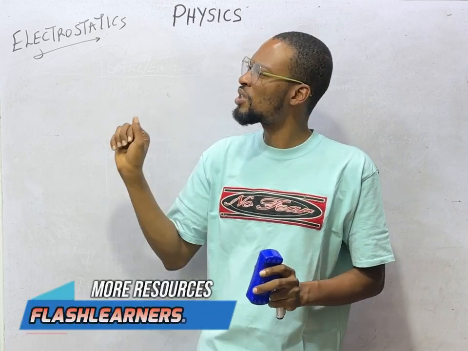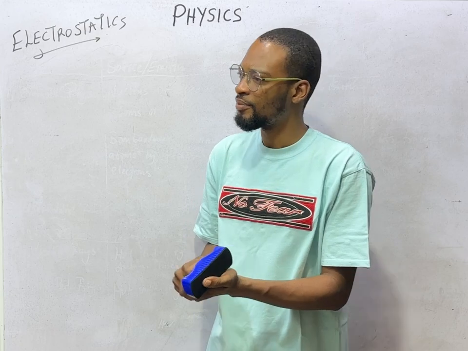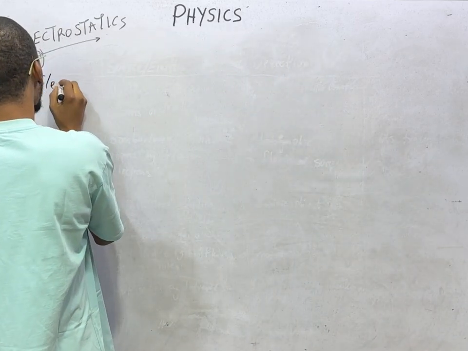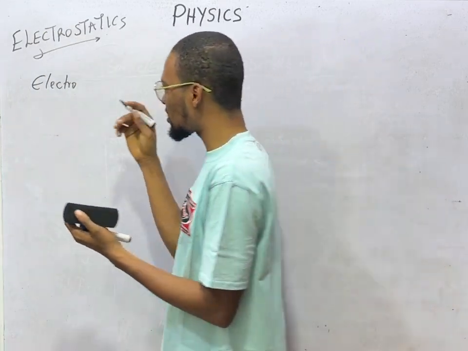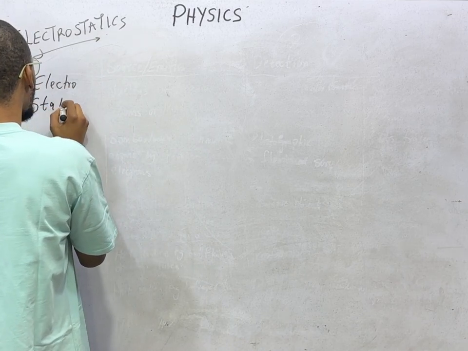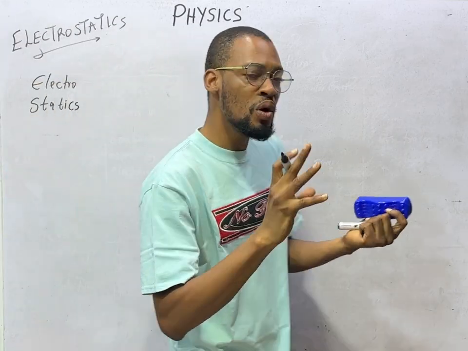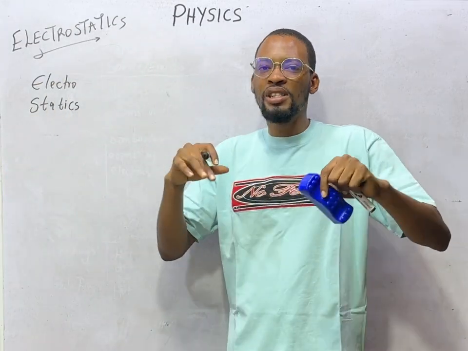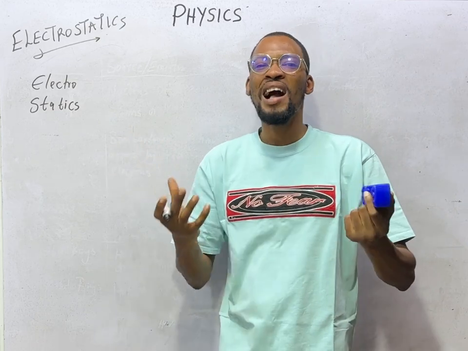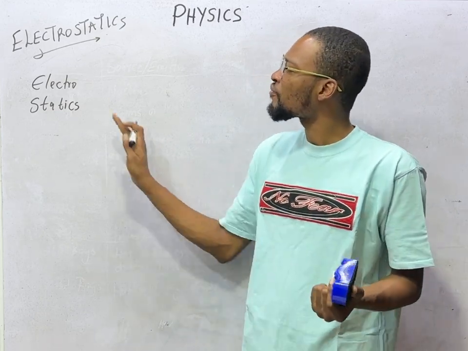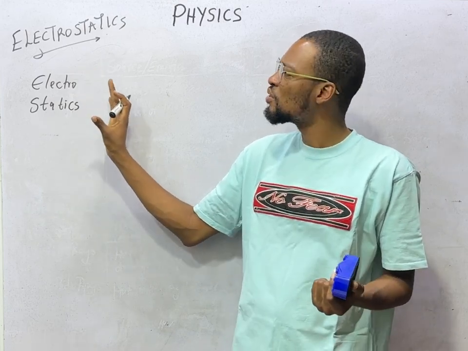Electrostatics. Now you see that electrostatics is basically from two words: electro, which means electric or electric charge, and statics. Statics means there is no motion. Statics means there is stability. Statics means equilibrium has been reached. Which means the whole idea of electrostatics is electric charge that is not in motion. Electric charge at rest or with very little motion.